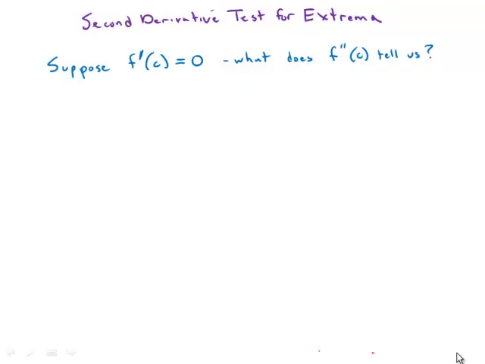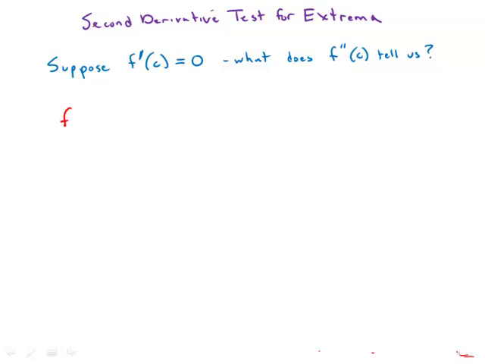A couple of videos ago, we talked about the first derivative test for extrema. Now that we understand concavity, we can talk about the second derivative test. So suppose we know that the derivative at a place is 0. So it's a critical point, and we'd like to know whether it's a max or a minimum.